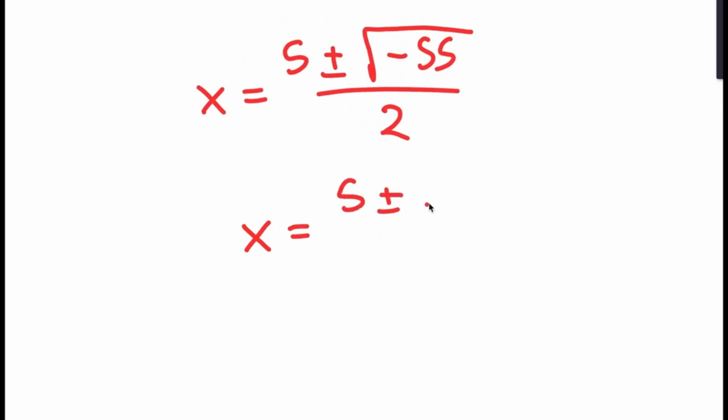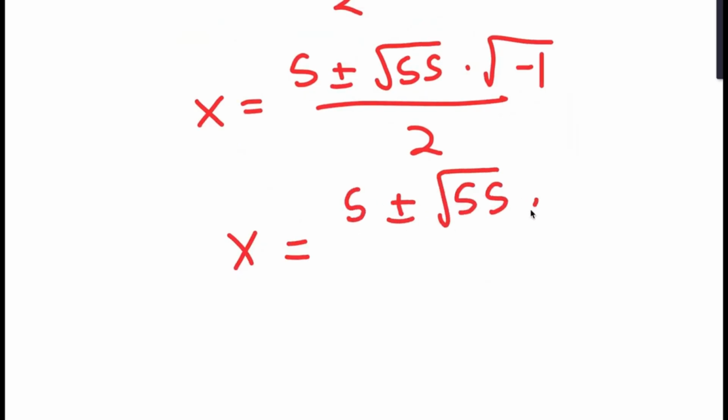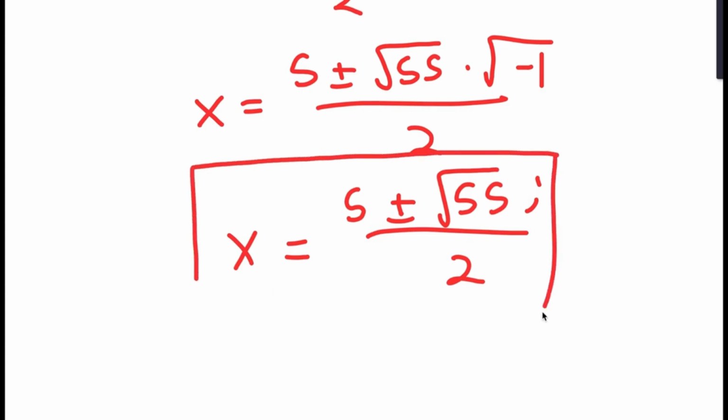Now, this is equal to the square root of 55 times the square root of negative 1, over 2. And the square root of negative 1 is equal to the imaginary number i. So I get 5 plus or minus the square root of 55 i over 2. So these are 2 more solutions to this equation.